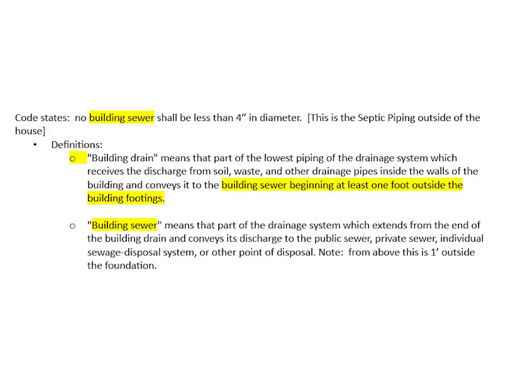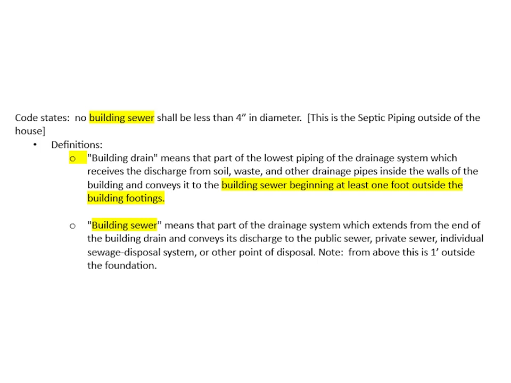Lastly, I needed to size the pipe from the house to the septic tank. Minnesota code states, no building sewer shall be less than 4 inches in diameter. This is the septic piping outside of the house. Definitions. Building drain means that part of the lowest piping of the drainage system, which receives discharge from soil waste and other drainage pipes inside the walls of the building and conveys it to the building sewer beginning at least 1 foot outside of the house.